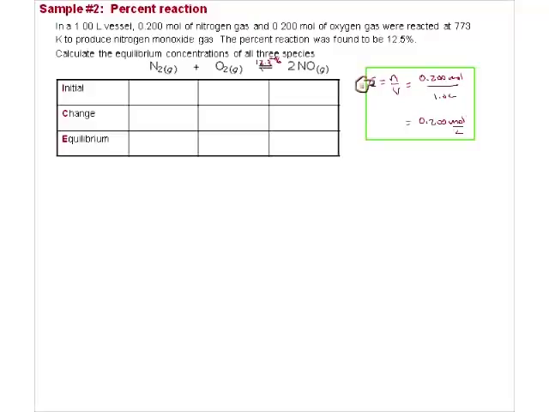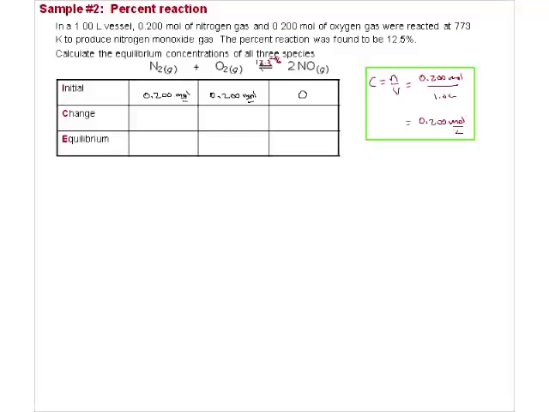So here we go. We've got the concentration of nitrogen initially. That's how much we put in the flask. And we also have the concentration of oxygen. Now, they didn't tell us how much nitrogen monoxide was in the flask, and the reason for that was because they didn't put any in. That's 0.